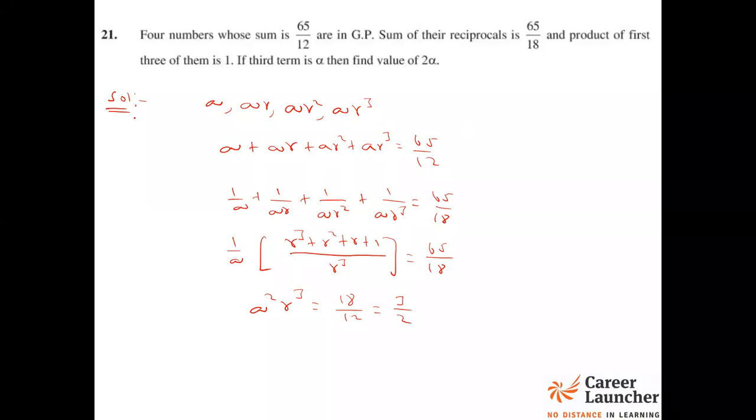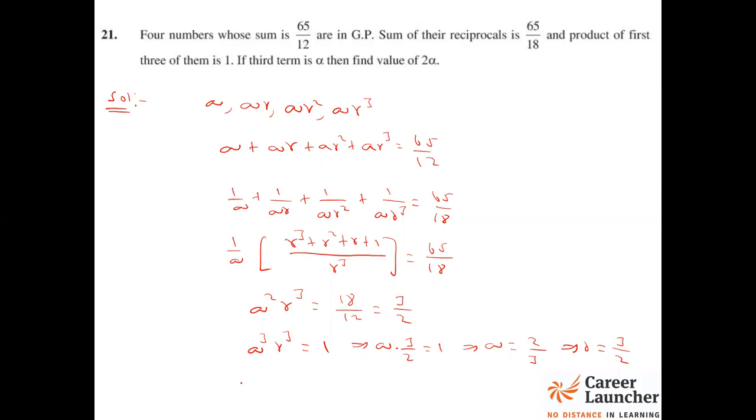Next, the product of the first three of these terms is 1. Multiplying the first three terms, we get A cube R cube is equal to 1. So from this we get A times A square into R cube, which is 3/2, is equal to 1. So we get A is equal to 2/3. Substituting the value of A as 2/3, we get R is equal to 3/2.